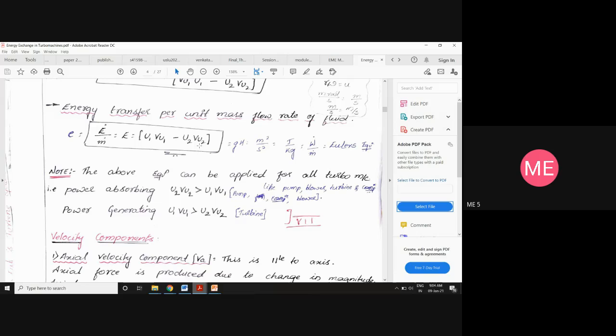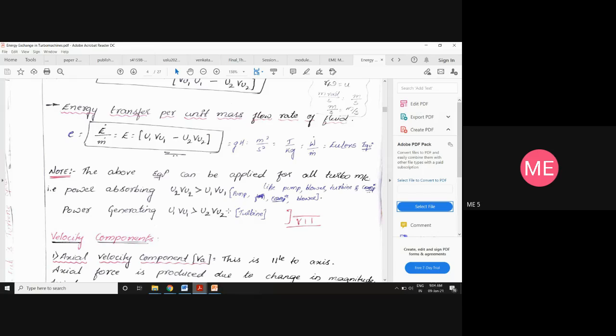If I want maximum efficiency of the turbine, the energy given to the turbine should be more and the outlet from the turbine should be less. So that U1 VU1 should be greater than U2 VU2. That's what I have written here: U1 VU1 should be greater than U2 VU2 for the turbines.